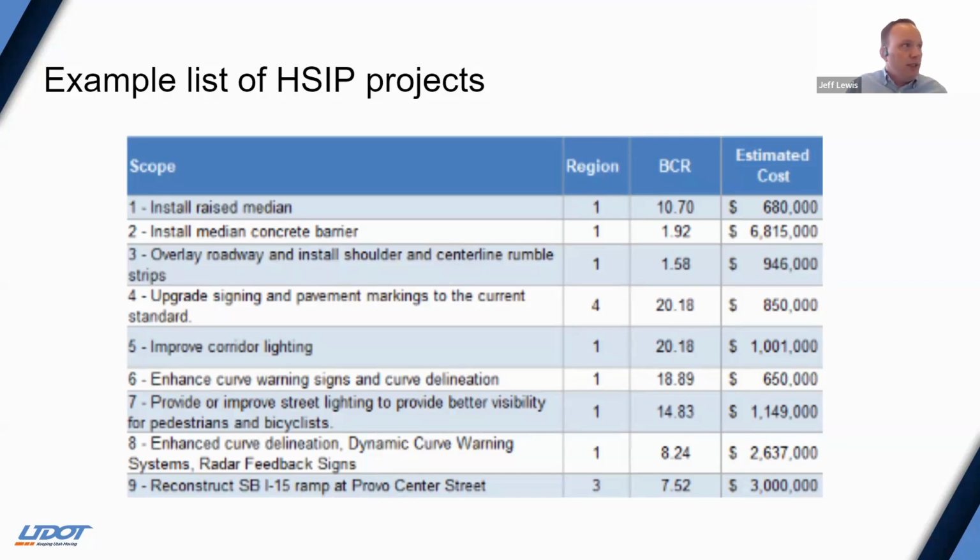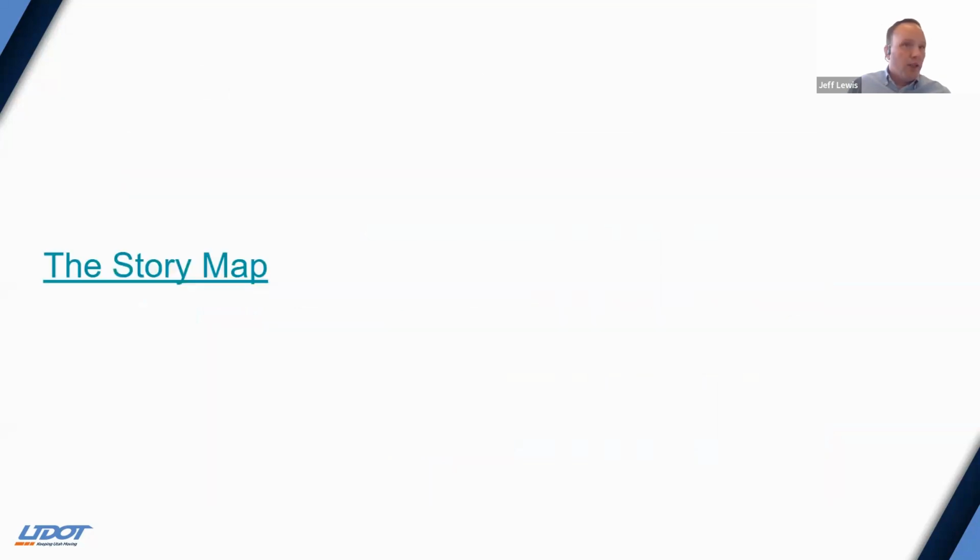Some typical example types of safety projects we install with our HSIP program are things like installing raised medians and installing different types of barrier, installing rumble strips, pavement marking and signing, lighting, curb improvements and delineation and warning signs, etc. So that's an example of the types of projects that we work on.